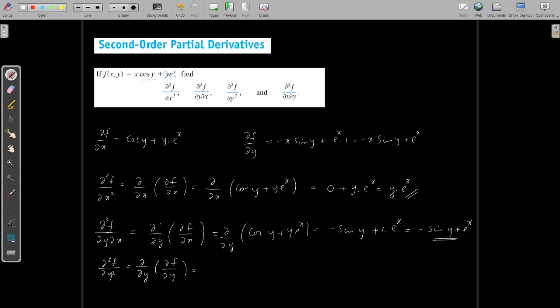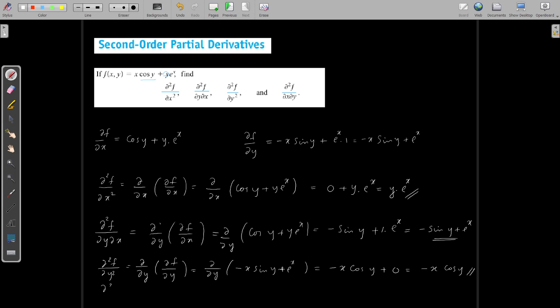Okay, that is d by dy of, what is df by dy? Df by dy is this function, minus x times sin y plus e raised to x. That is equal to d by dy of this function. Since minus x is a constant, you can write it as minus x, and the derivative of sin y is cos y, plus the derivative of e raised to x with respect to y is 0, so that will give minus x cos y.